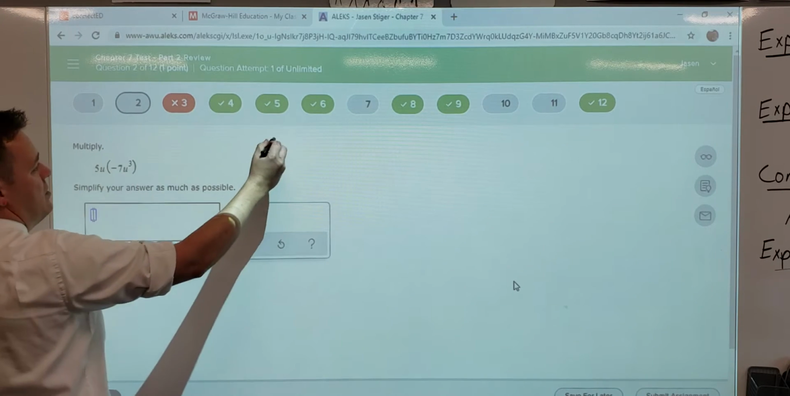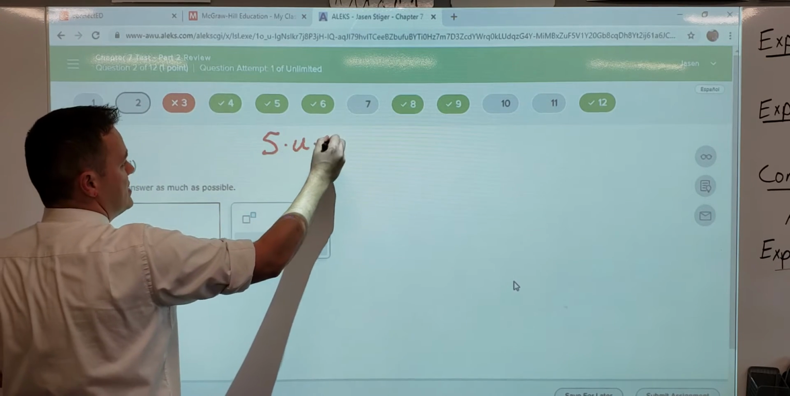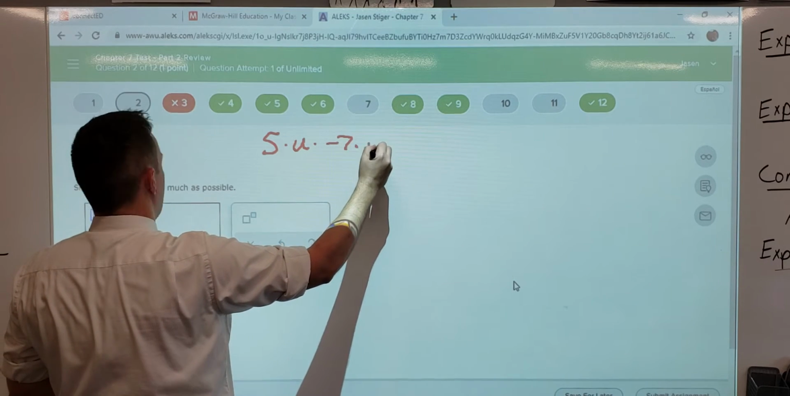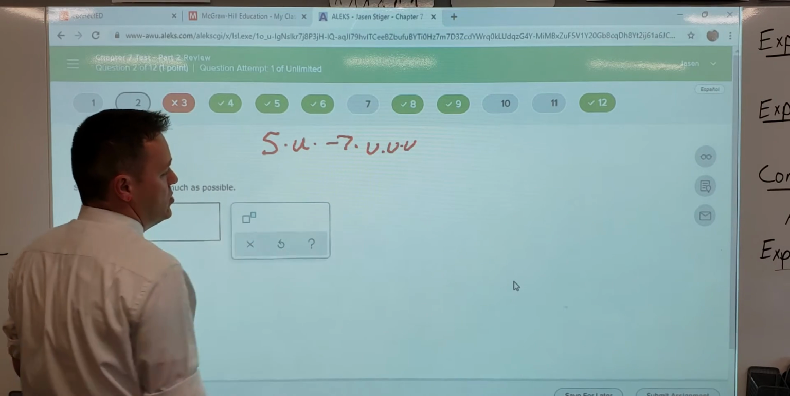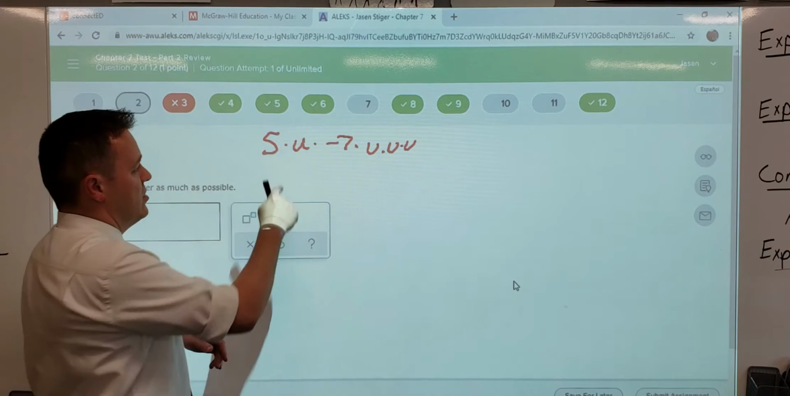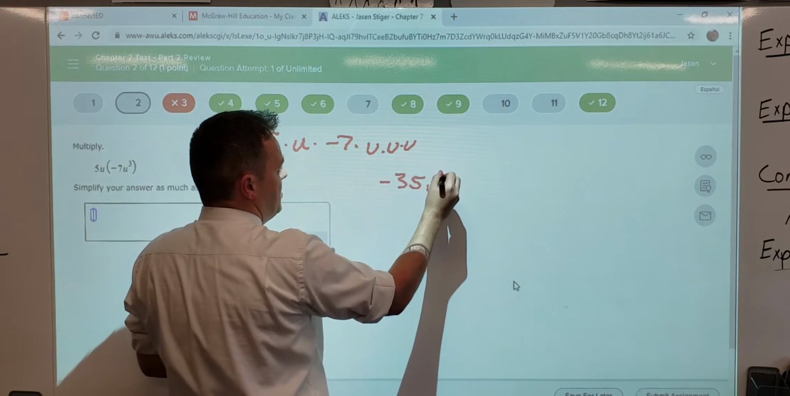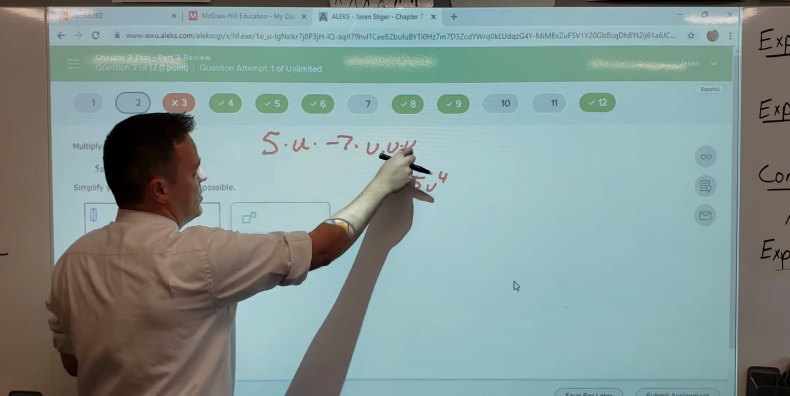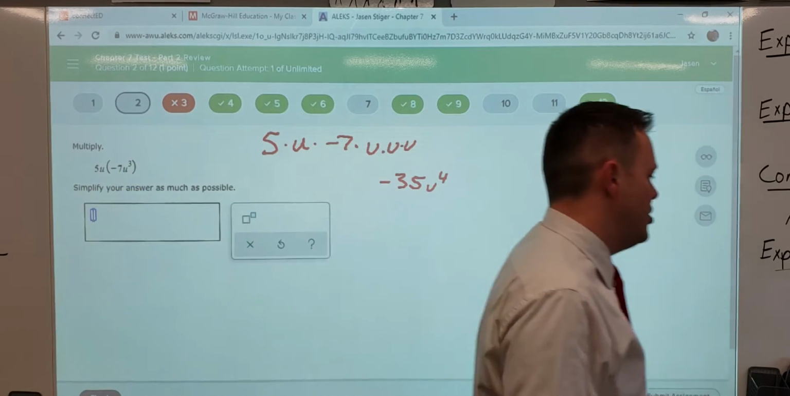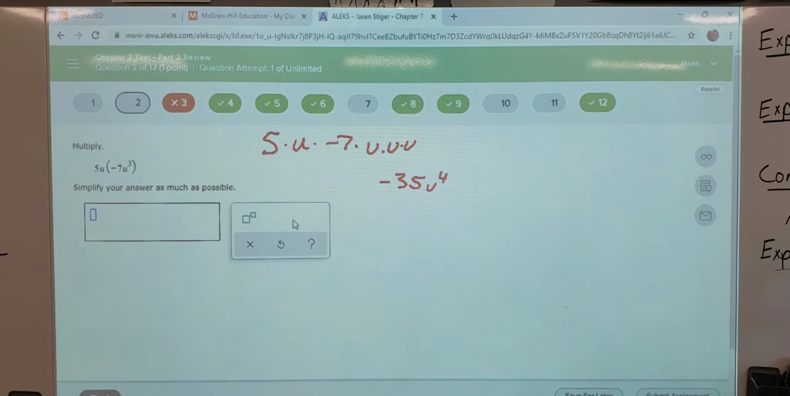Number 2. Remember, it is 5 times U times -7, and then you would have 1, 2, 3 U's. Then you put it all together. So you'd have 5 times -7 is -35, and then it'd be U to the 4th because there are 1, 2, 3, 4. Don't forget the outside U as you go through this process.